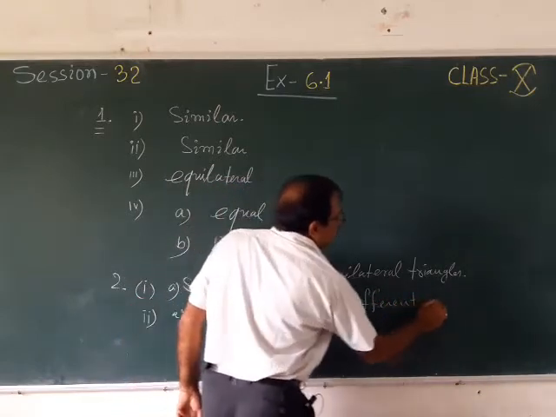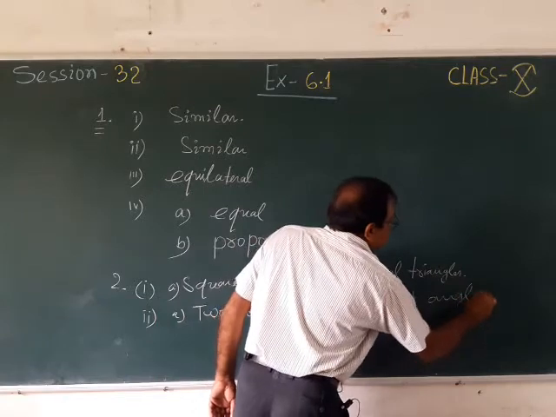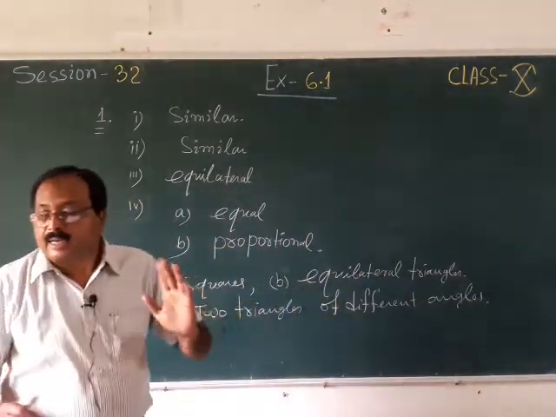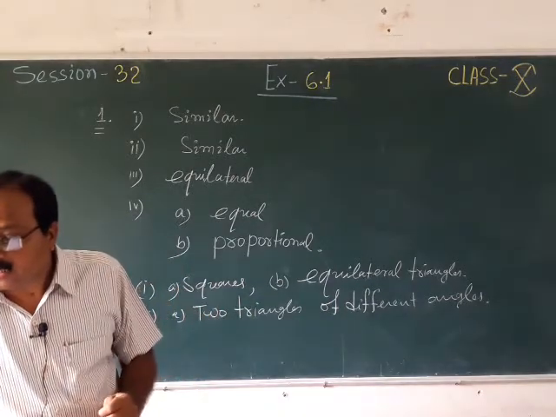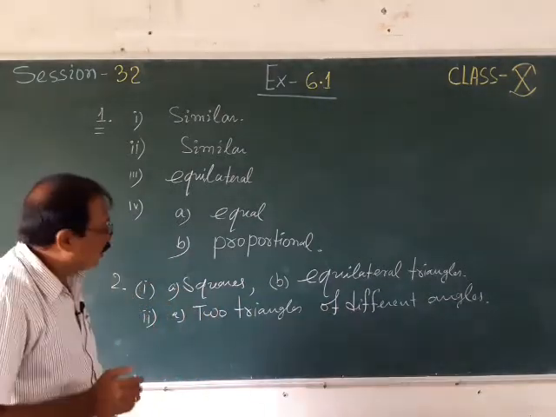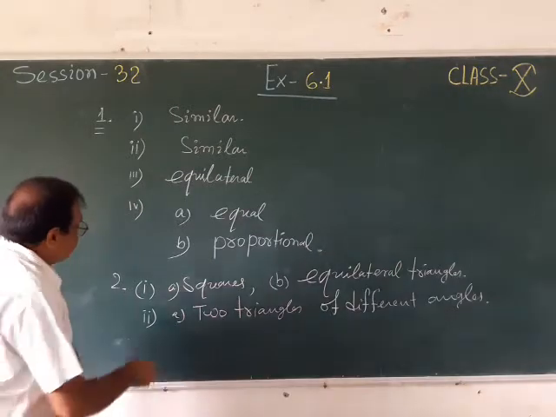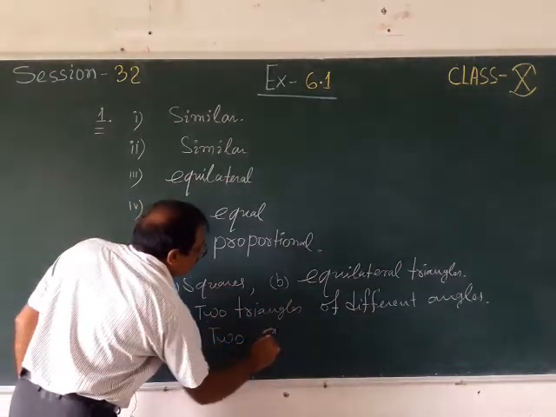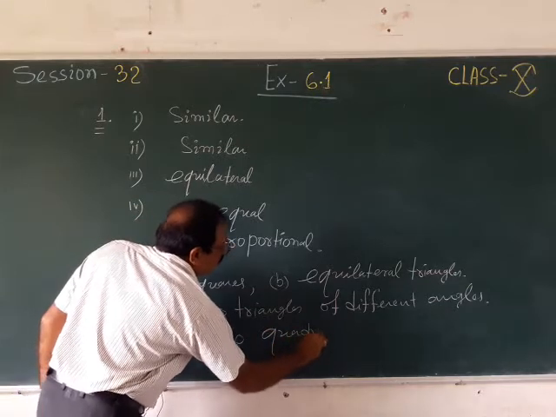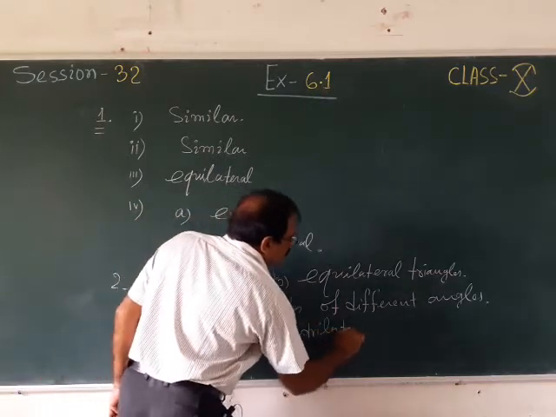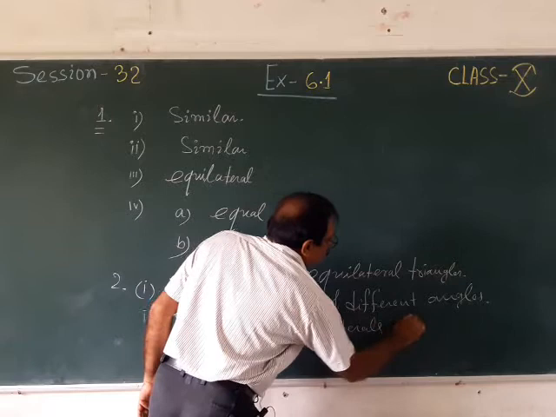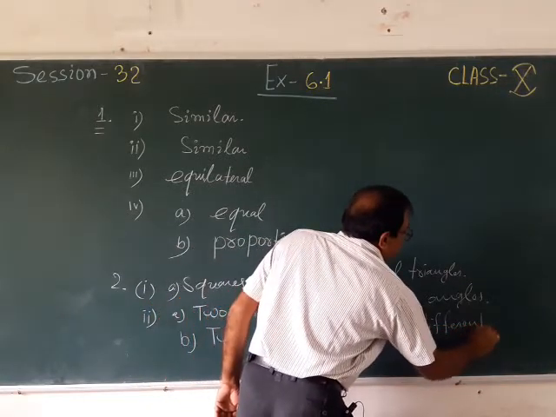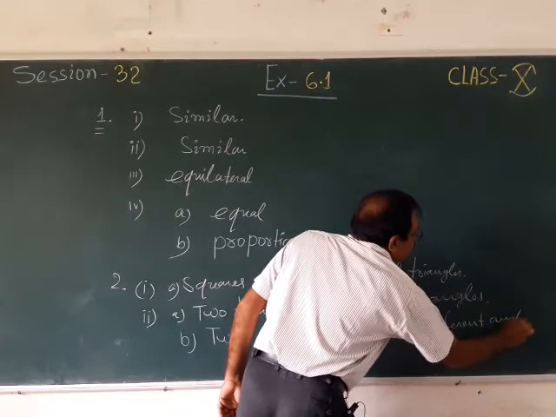Different angles. You can write that two triangles of different angles never become similar triangles. Then, two quadrilaterals of different angles. In the same way, you can also write two quadrilaterals of different angles are not similar.